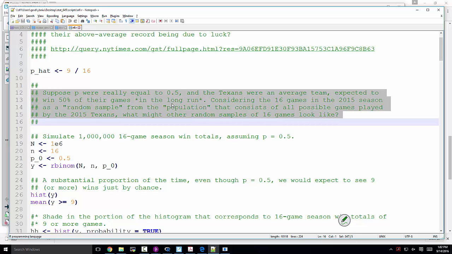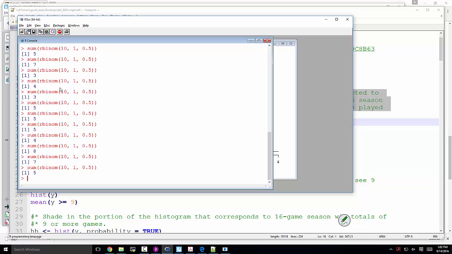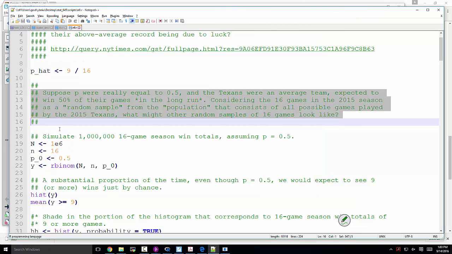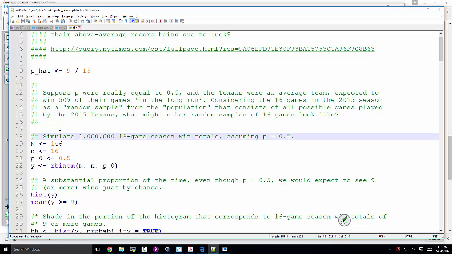If the truth for this team was 0.5, then what if we did something like this and tried to explore what we might see in that scenario just by chance? So here I'm going to simulate a whole bunch of 16-game seasons. I'm going to have 1,000,000 16-game seasons. And we're going to assume, for the sake of argument, that they're really an average team. So suppose they really are an average team.